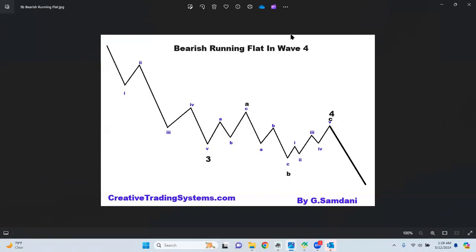So these are the three flat corrections. After that, I'm going to make videos about zigzag. The simple, only one pattern, the zigzag, bullish or bearish, right? And usually that shows up in wave 2, right? And that's where you also see harmonic patterns and all of that.